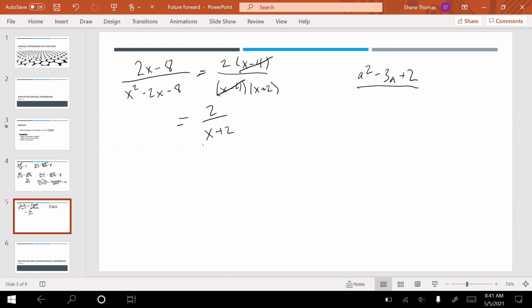We cannot cancel because that's a plus on the bottom. If it's 2 times x, we could. Or if it looked exactly the same, we could. All right, so a squared minus 3a plus 2 over 3a minus 3. Simplify that guy.